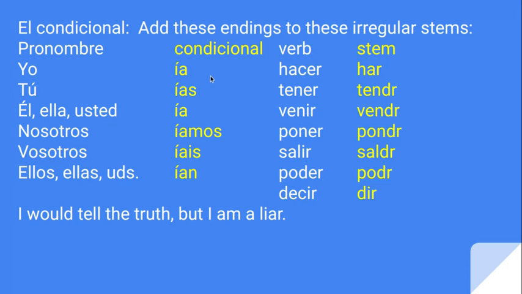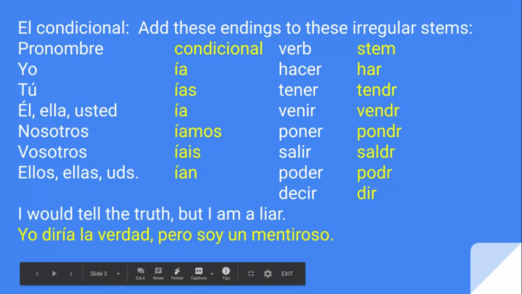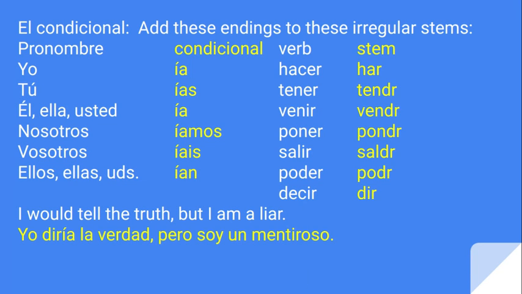Okay? So let's do one more. Decir, instead of deciría, it's irregular. It's diría, is I would tell. Dirías, you would tell. Diría, he or she would tell. Diríamos, we would tell. Diríais, you guys would tell. Dirían, they would tell, or you all would tell. Okay? So, ejemplos, examples. I would tell the truth, but I am a liar. Yo diría la verdad, pero soy un mentiroso.